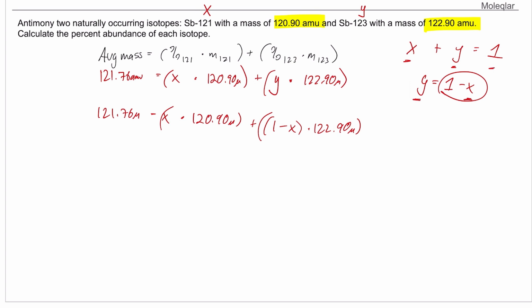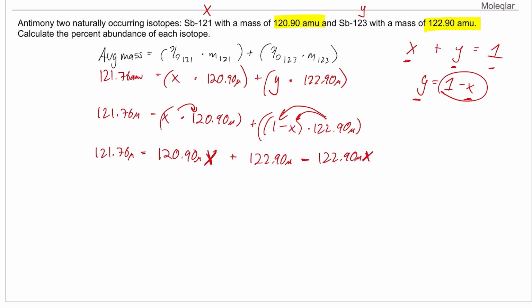Now we need to do our distributive property and FOIL this in, and multiply this together. Once we do that, we get some new values. We have 121.76 equals 120.90 mu X, as we multiply those out, plus 1 times 122.90 mu, which is the same, minus 1X, so minus 122.90 mu times X.